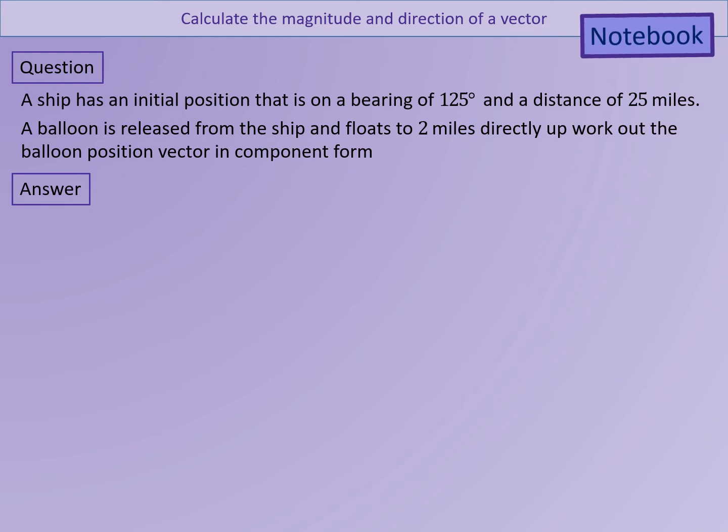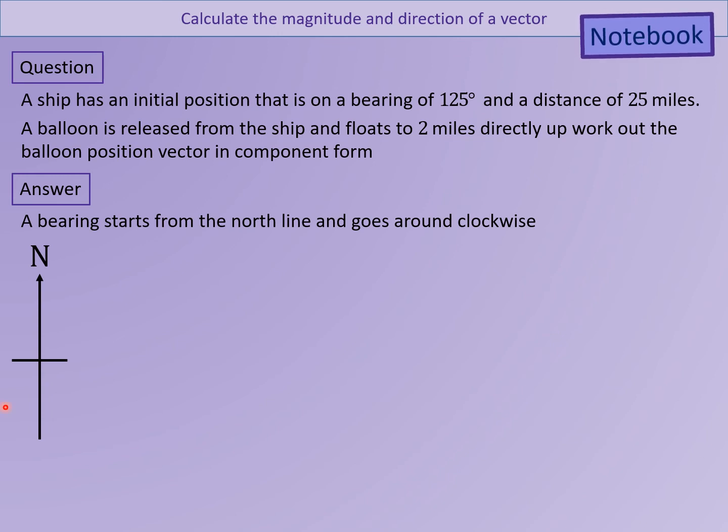Okay then, so a ship has an initial position, a bearing 125, distance 25 miles. So I'm going to think about that bit first. If I think about bearings, I know that bearings work like this. There's my north line. I always go clockwise on a bearing. So 125 is going to go past that 90 and down here roughly in this sort of direction.